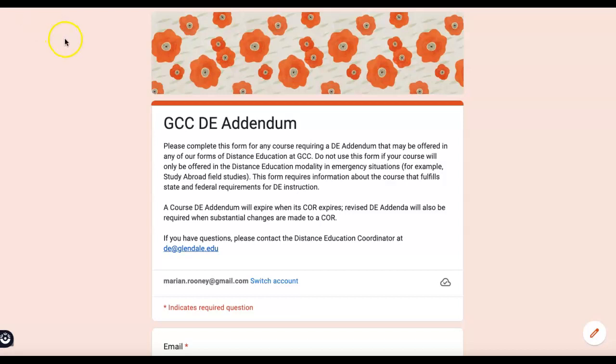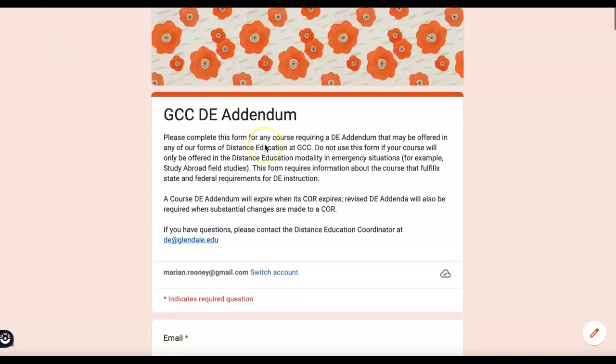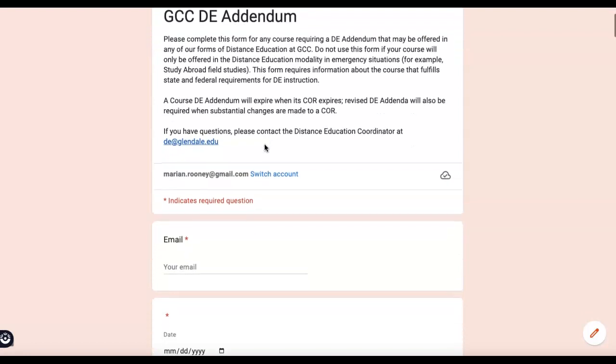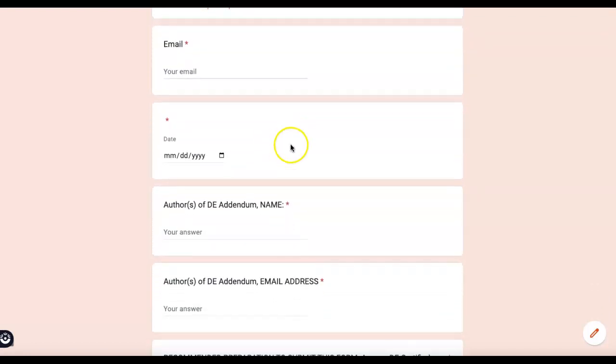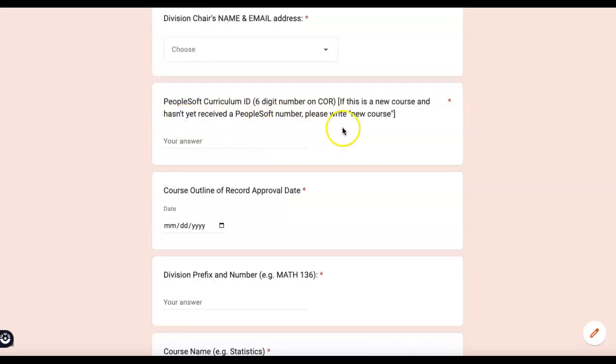Let's go through the questions on the DE Addendum form. This is the standard DE Addendum form that everyone will submit unless you have an extraordinary course that should never be taught online. The PeopleSoft ID comes from the course outline of record, and that's easy to find if you go into the CNI database.